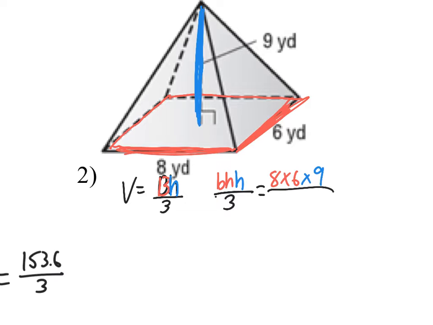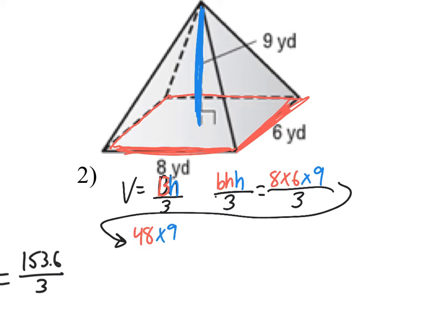We will divide that answer by 3. I'm going to work my way back around over here. So 8 times 6 is just 48. So that's 48 times the 9, again, divided by 3.